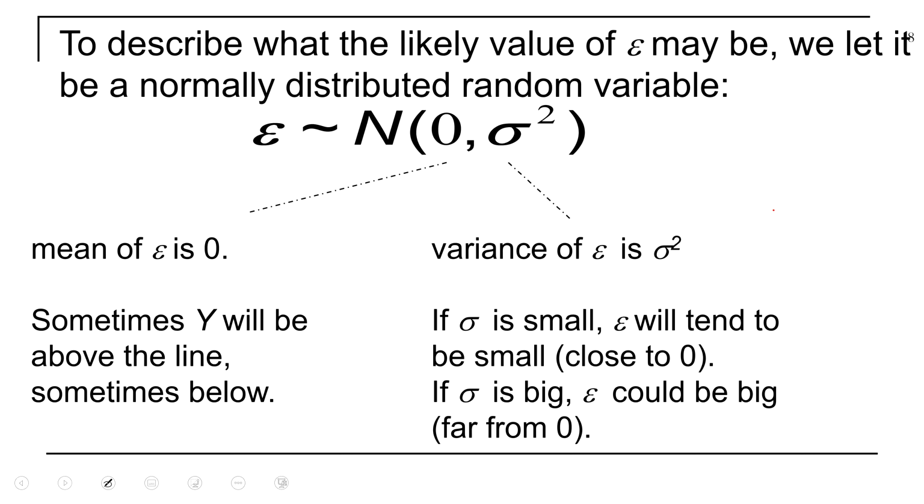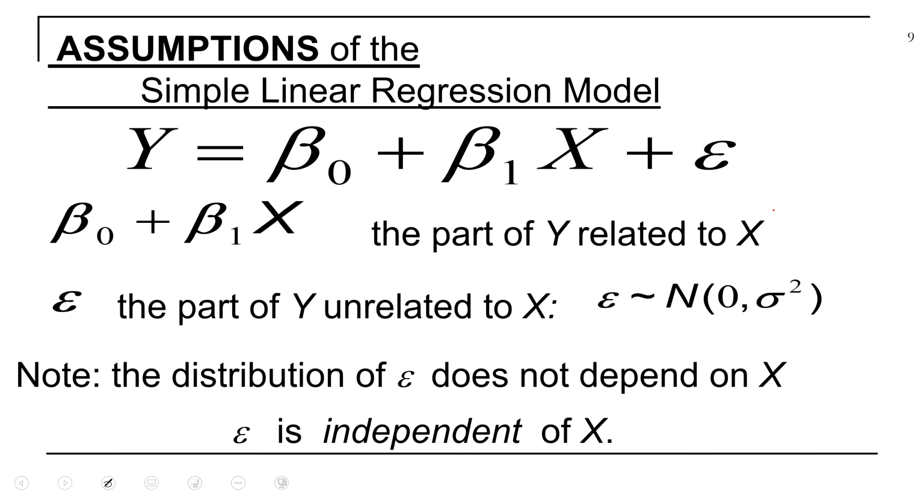On average, the noise is 0. So these are called assumptions of the linear regression model. We assume y is a linear function of x. We assume there's noise in the model. We assume the noise is normally distributed. We assume the noise is not related to the x.